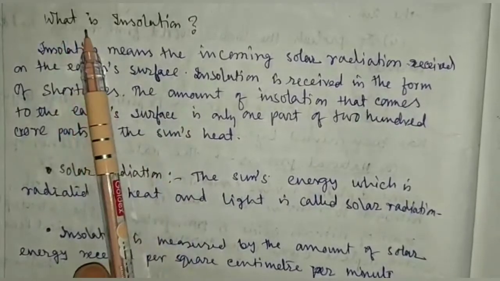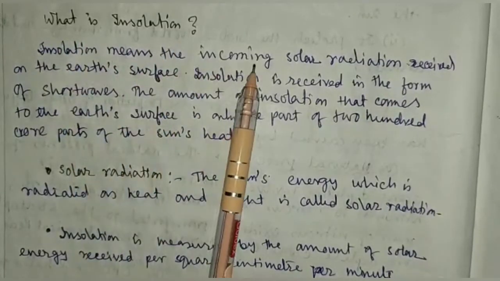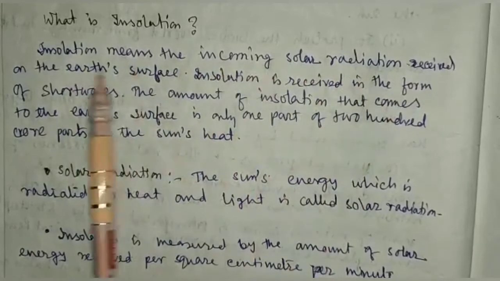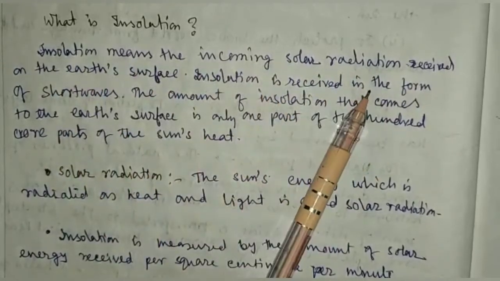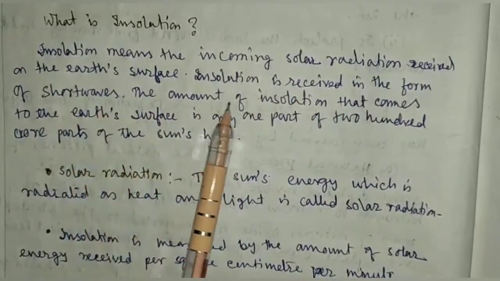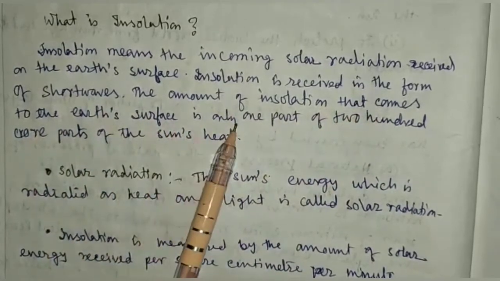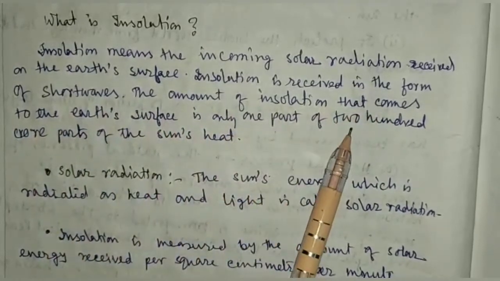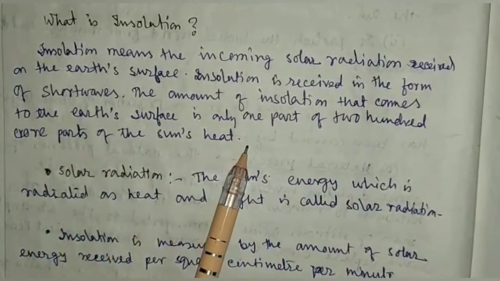Now what is insolation? Insolation means the incoming solar radiation received on the Earth's surface. Insolation is received in the form of short waves. The amount of insolation that comes to the Earth's surface is only one part of 200 crore parts of the sun's heat.